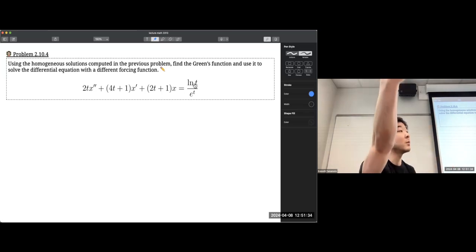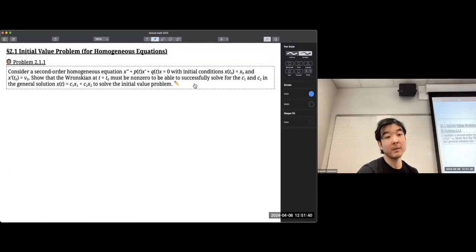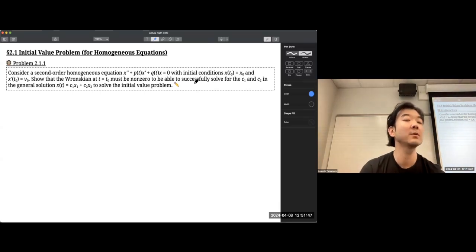It's just going to reuse what we did before. We're going to compute the Green's function and then take that integral from the initial time to the current time. And then we'll go into a little bit more theory because I have to connect this to linear independence of solutions. So I'll see you guys on Wednesday.